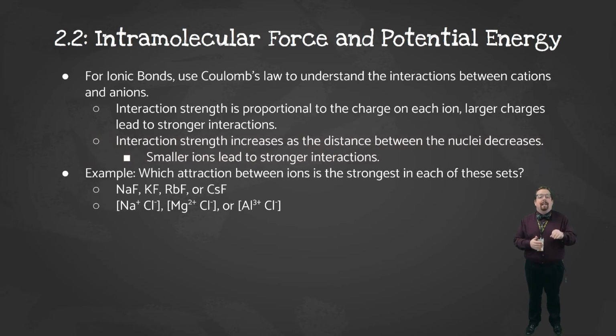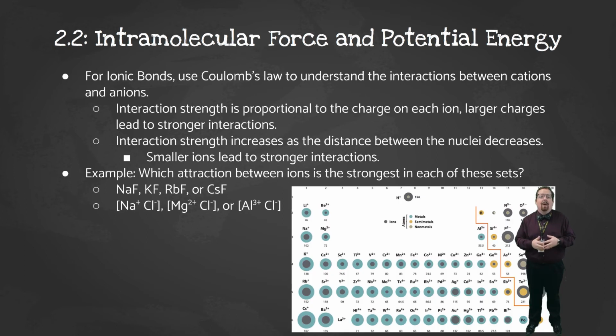So, looking at our examples here, which cation-anion pair in each set has the strongest attraction? For our first set, we have the same anion, fluorine, but different cations from the same family. Remember, as we move down the periodic table in the same family, our atoms or ions get significantly larger. Therefore, sodium would have the smallest ionic radius, allowing for the least distance between the nuclei of the two ions and giving us the strongest interaction.